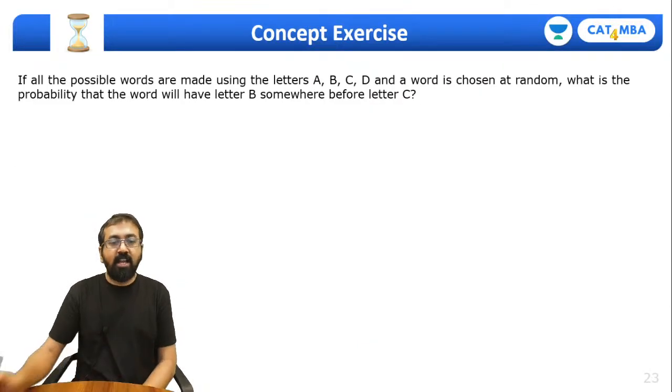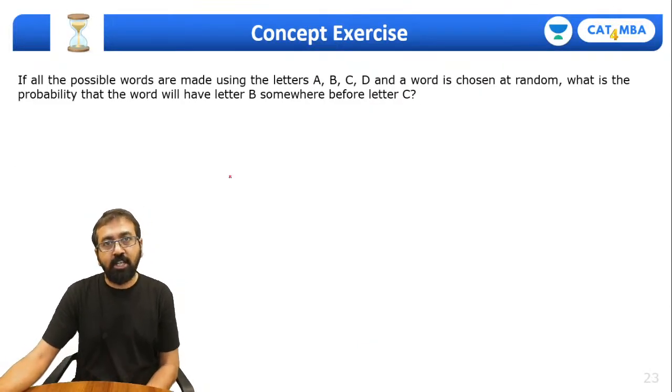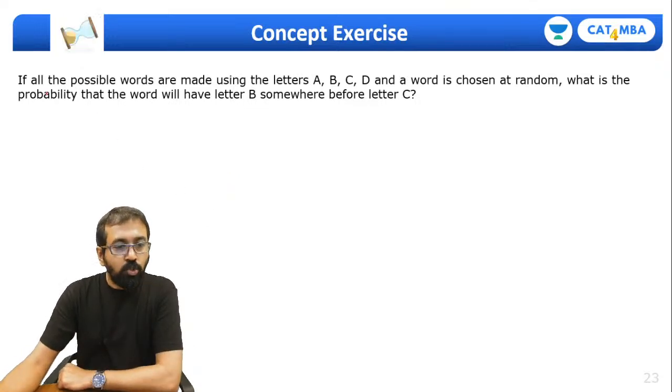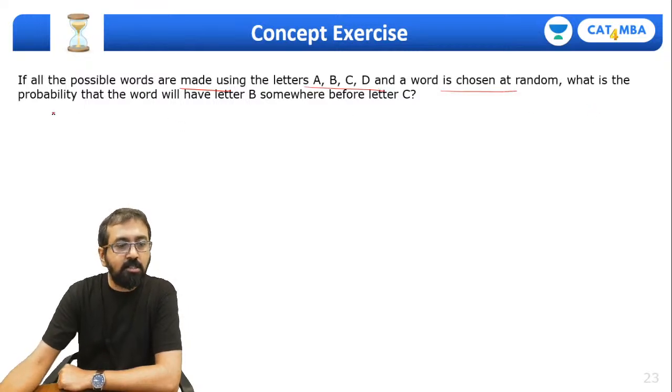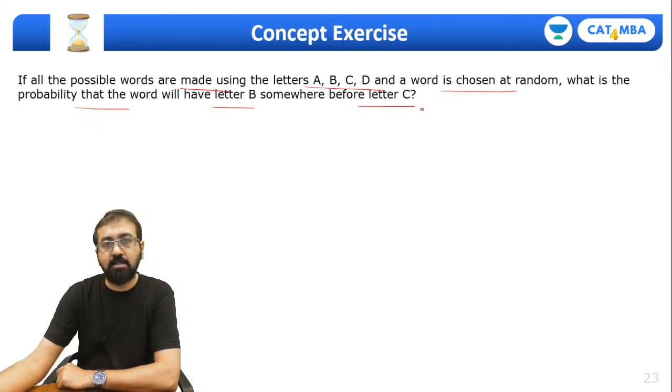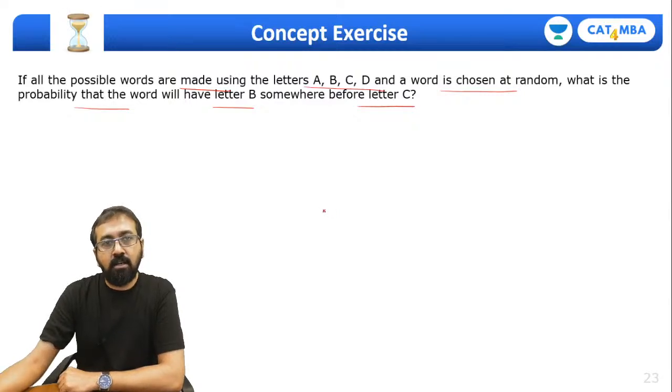So let's go ahead and solve some questions, and we'll also take up CAT questions in this. If all possible words are made using the letters A, B, C, D, and a word is chosen at random, what is the probability that the word will have the letter B somewhere before the letter C? The letter B will be somewhere before the letter C.